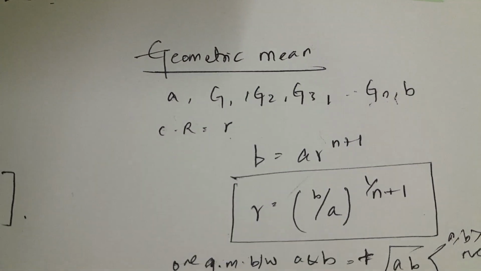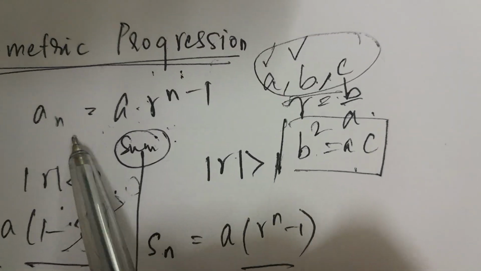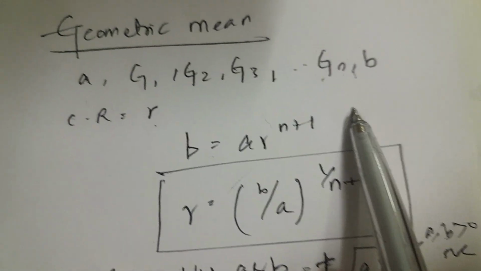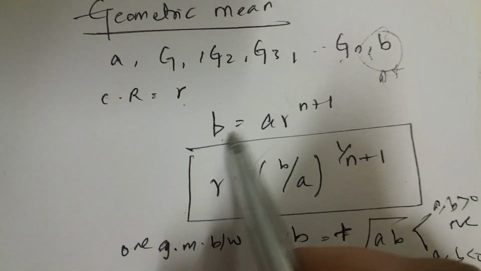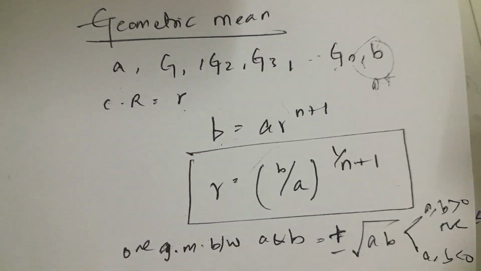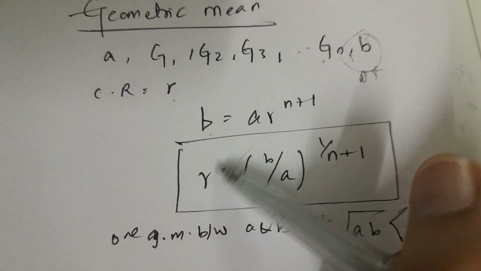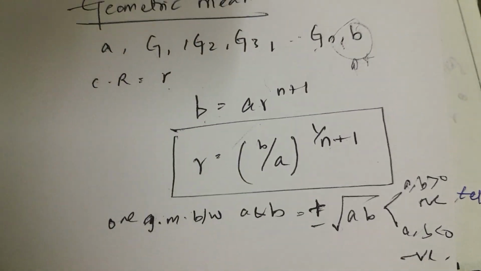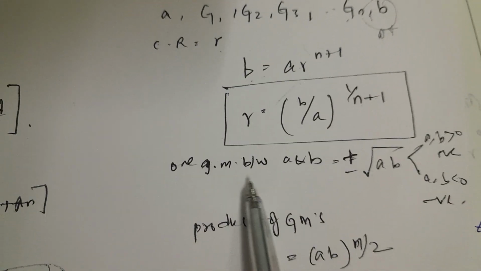So obviously, using the formula a_n equals a into r to the n minus 1, which is the formula for the nth term, and over here n becomes n plus 2. When you get to b, you get b to be a times r to the n plus 1. So that's basically n plus 2 minus 1, which becomes n plus 1. So from this we get r to be (b over a) to the power 1 by n plus 1. And that's how you get the common ratio when you have n terms in a geometric progression.